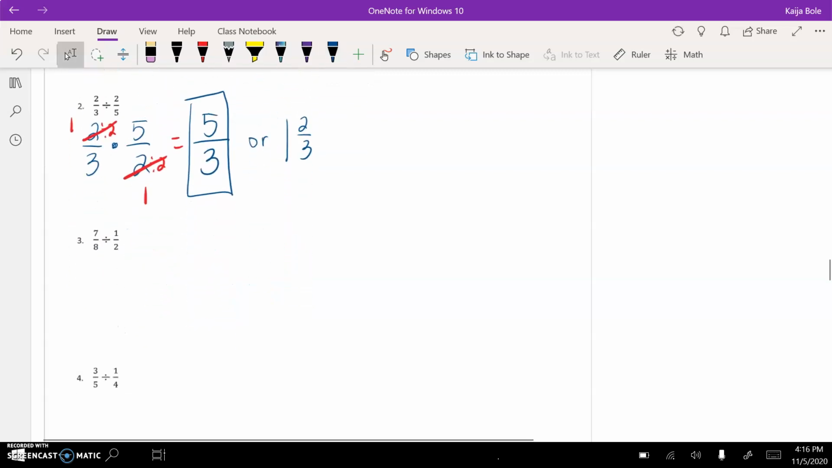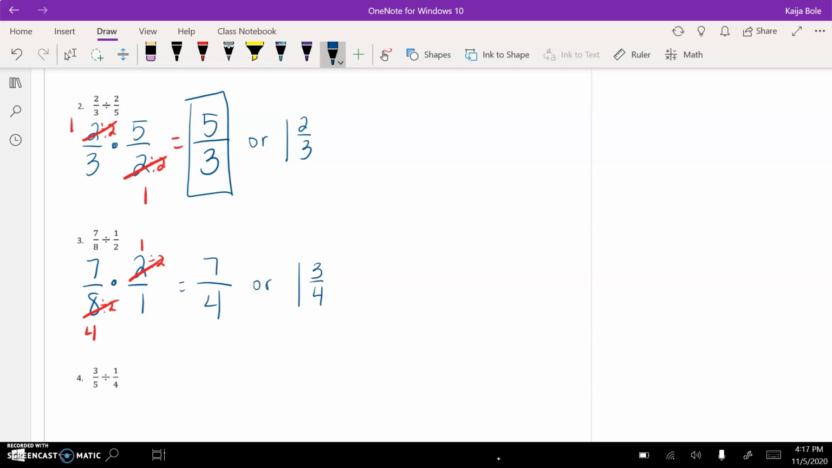Number 3, I've got 7/8 times, flip the second one, 2 over 1, and I can cross divide with the 2 and the 8. I can divide these both by 2. So I get a 1 and a 4. Can't do anything with the 7 and 1, so now I just multiply across. 7 times 1 is 7, over 4 times 1 is 4. Or you could say 1 and 3/4.